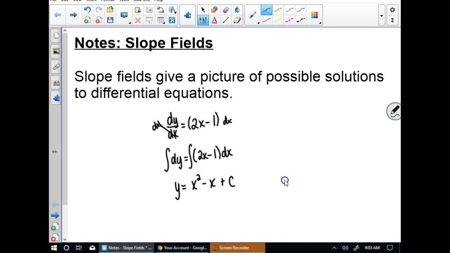Whenever you get that solution, and general solutions are all we have done so far, what you really have is an infinite number of solutions, right? All of your solutions can be different based on what that plus c is.